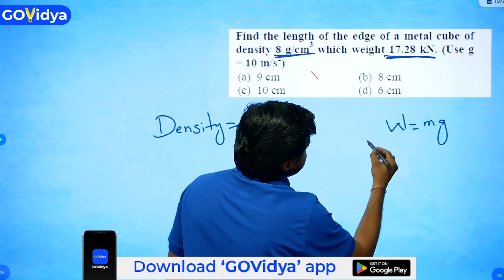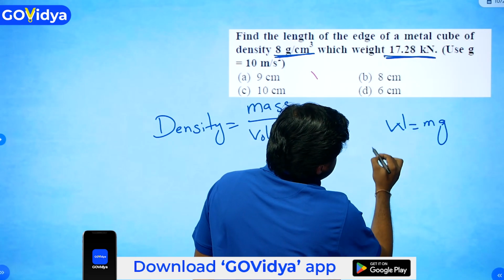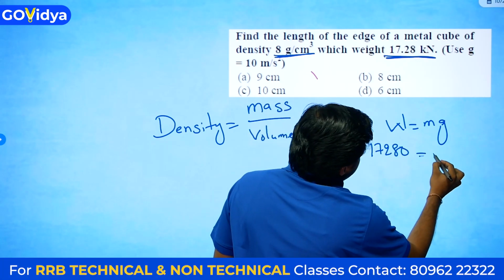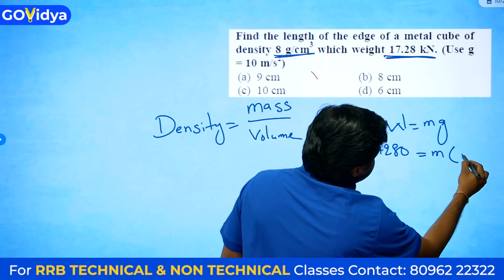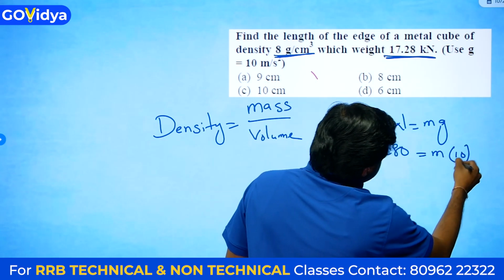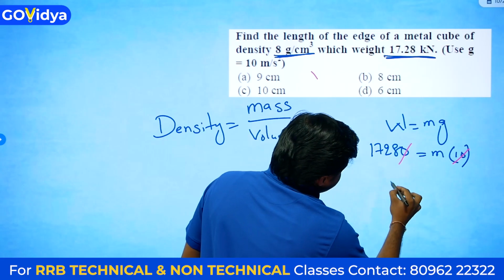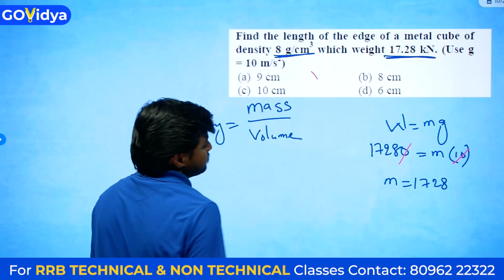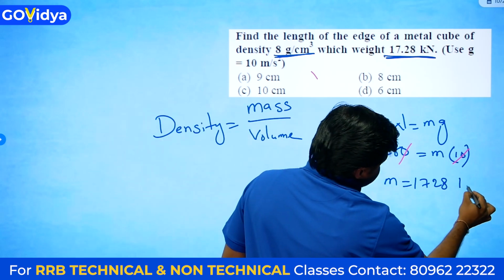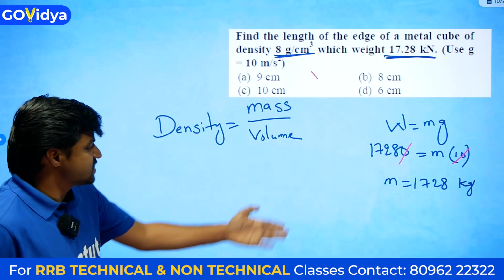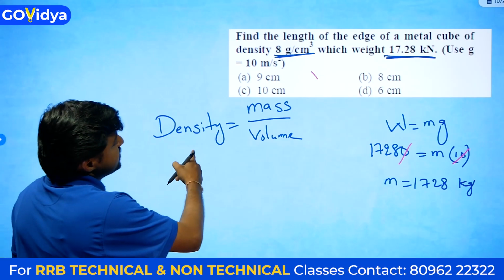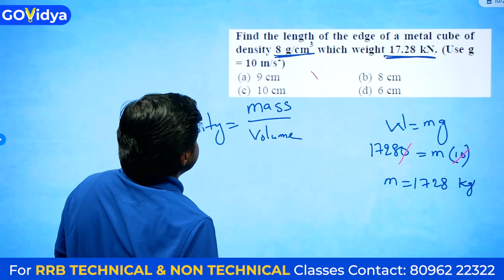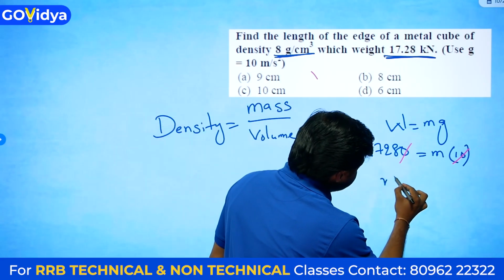We know W is 17.28 kilonewtons. We can also write 17,280 newtons. W is equal to mg, mass into gravity, where g is given as 10. Zero cancels. Mass is equal to 1728, 1728 kgs. We can substitute the mass value here. Okay, density is given. Density is 8 grams per.